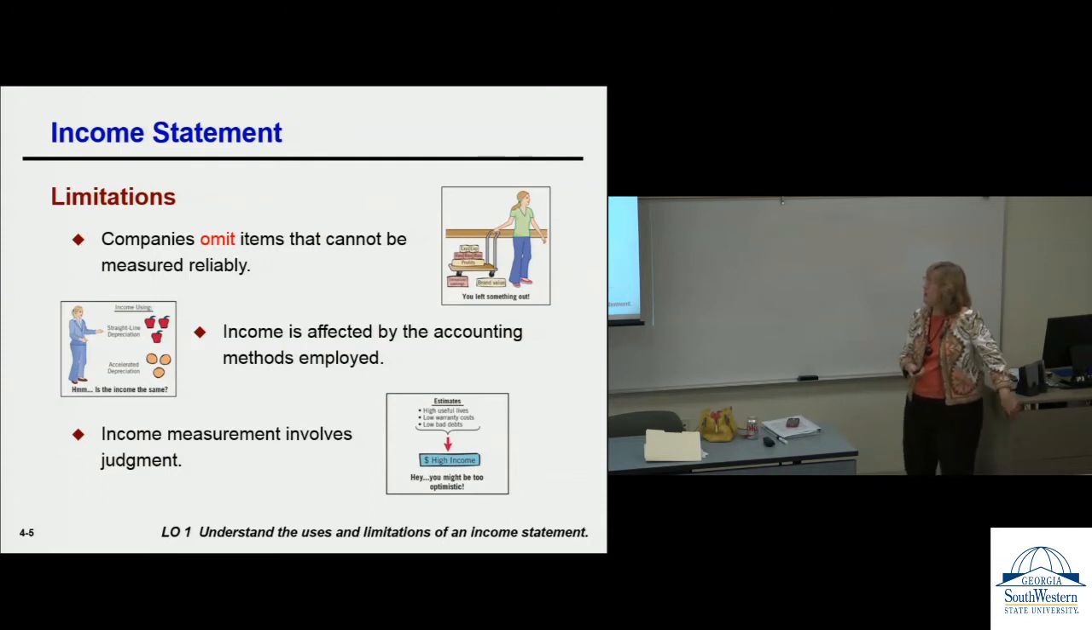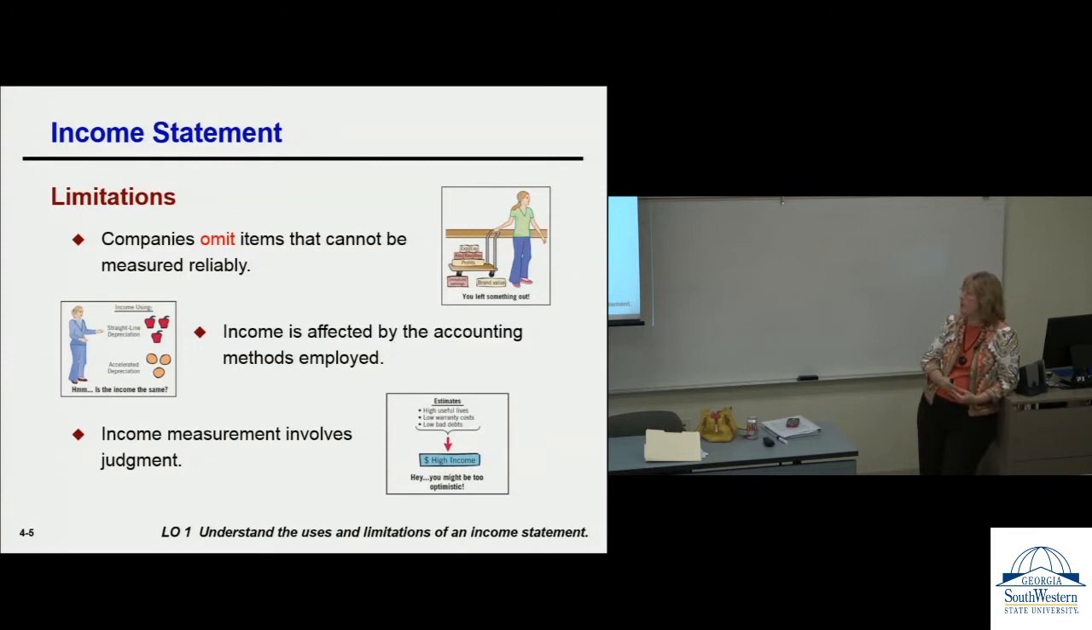All right, so there's a couple of limitations of the income statement. Some things don't go on the income statement because we can't measure them. So remember that to put something on any financial statement, it has to be measurable. And if something is not measurable, we don't put it on the income statement. So some things are left off.